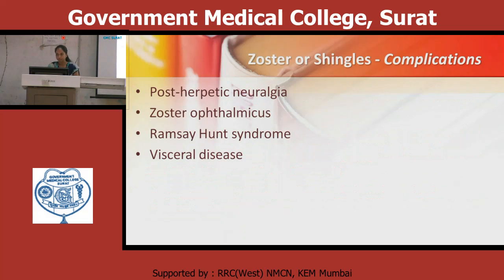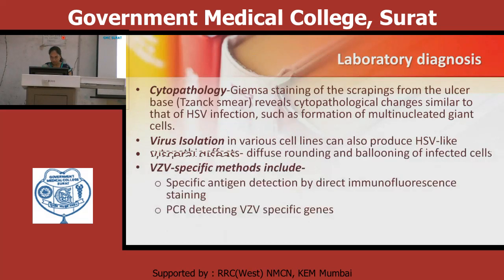Complications: post-herpetic neuralgia, zoster ophthalmicus, Ramsay-Hunt syndrome and visceral disease. Lab diagnosis: cytopathology by Giemsa staining of scraping from the ulcer base, that is a Tzanck smear, reveals cytopathological changes similar to HSV, such as formation of multinucleated giant cells. Virus isolation in various cell lines also produces HSV-like cytopathic effect, diffuse rounding and ballooning of the infected cells. Specific methods include direct immunofluorescence staining that detects specific antigen, and PCR detecting VZV specific genes.